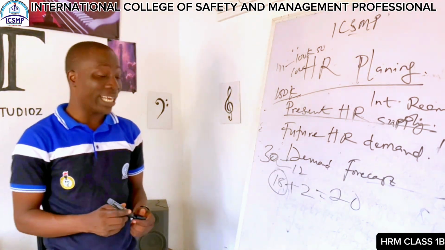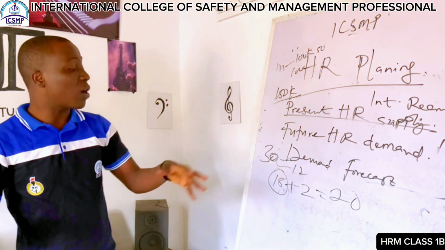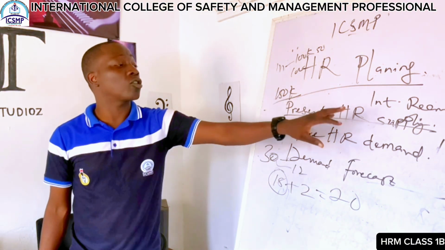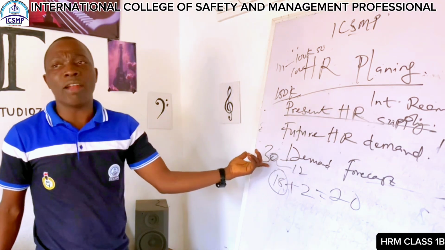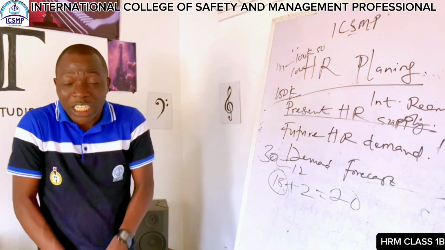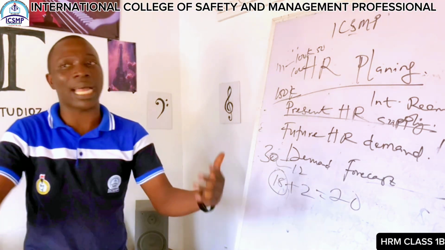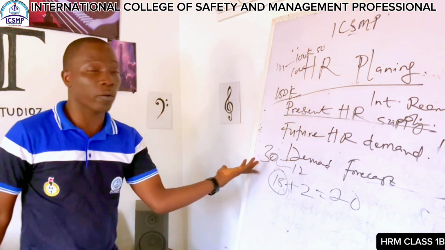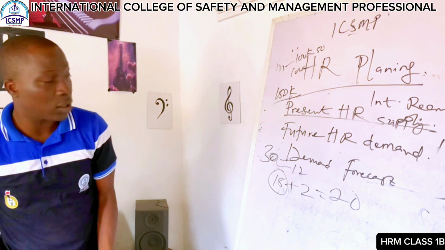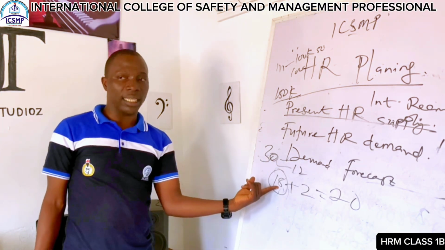Let me come again if you don't understand what I've said. Now, after your preliminary evaluation, you discover that there are 30 deficiencies. Now, you carry your present HR supply analysis on this 30. You discover that there are 12 within the organization. You have 12 personnel within the organization who can do the work instead of you going out. You know you will not be needing 30 again. Of course, you will remove the 12 from the 30 since you can make the 12 within the organization. So when you subtract the 12 from 30, it gives you 18.